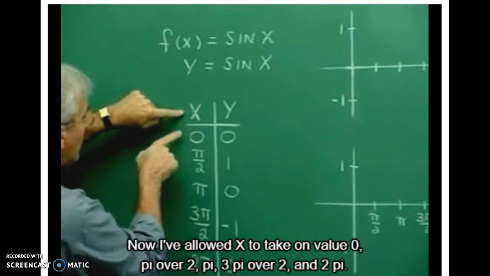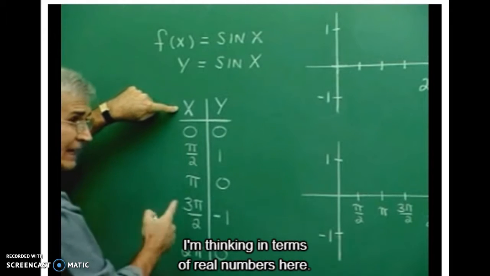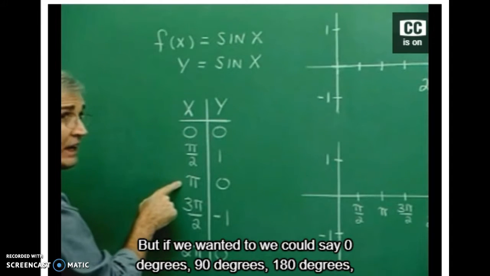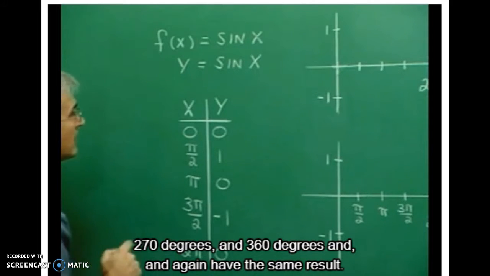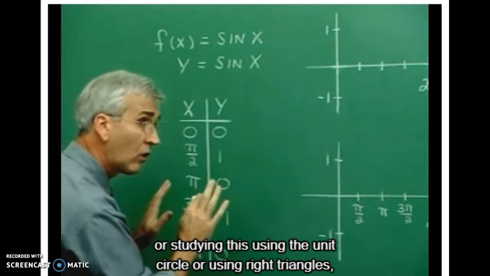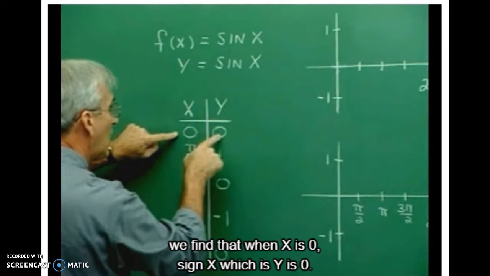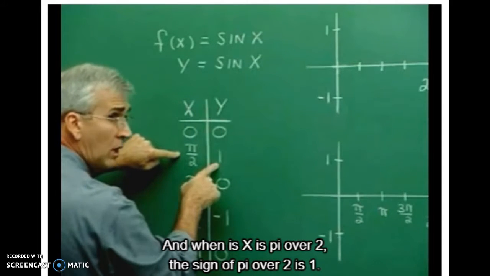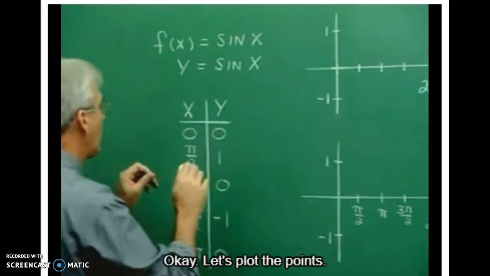I've allowed x to take on values 0, pi over 2, pi, 3 pi over 2, and 2 pi. I'm thinking in terms of real numbers here, but if we wanted to, we could say 0 degrees, 90 degrees, 180 degrees, 270 degrees, and 360 degrees, and again have the same result. Plugging in, either using the calculator, the unit circle, or right triangles, we find that when x is 0, sine x, which is y, is 0. When x is pi over 2, the sine of pi over 2 is 1. When x is pi, the sine of pi is 0, and so on. Okay, let's plot the points.